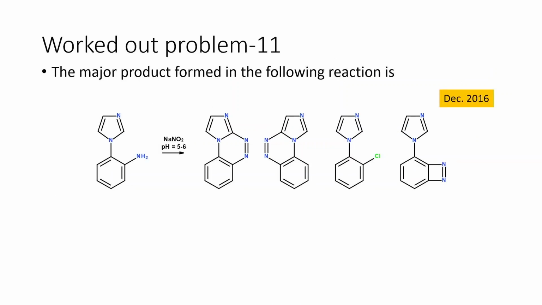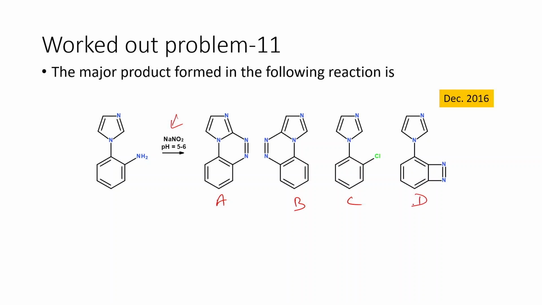Let us move on to the next problem. Here the major product formed in the following reaction is, here an amino compound is given which is treated with sodium nitrite at pH 5 to 6. So in other words, this is nothing but a diazo reaction.